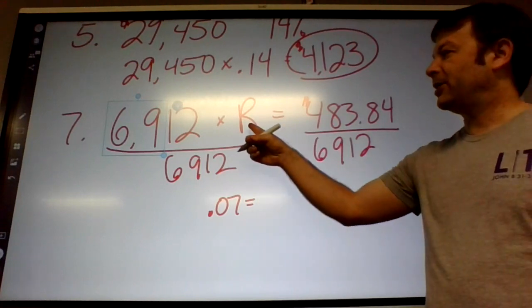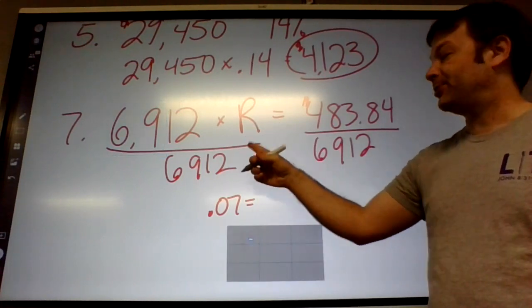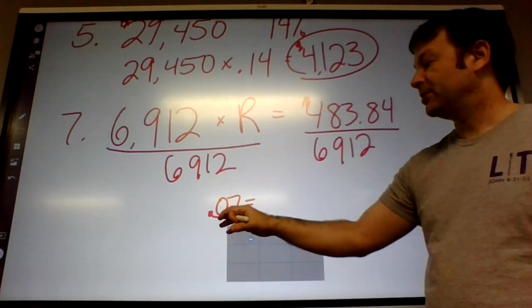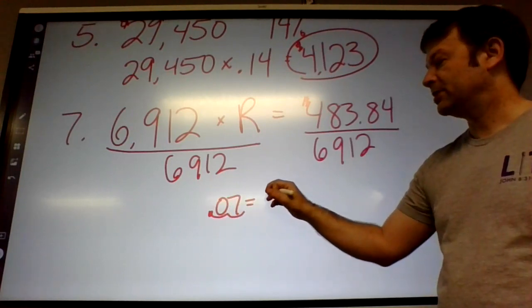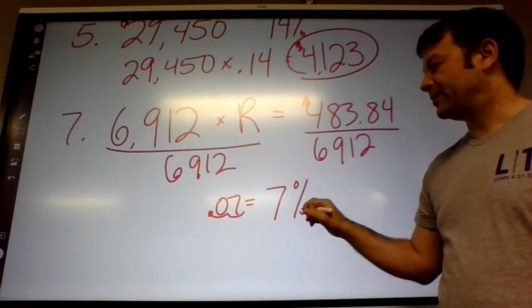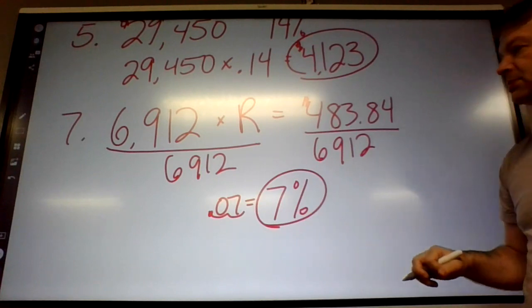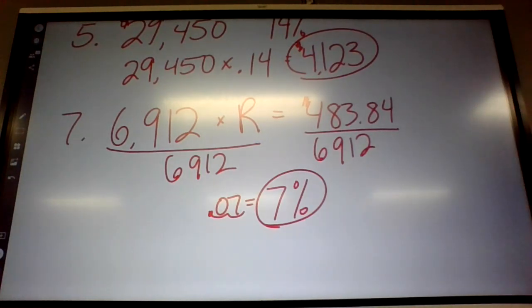Commission rate should be a percent, so what's this as a percent? It would be 7%. The directions say round to the nearest percent or round to the nearest dollar. Any questions on that one?